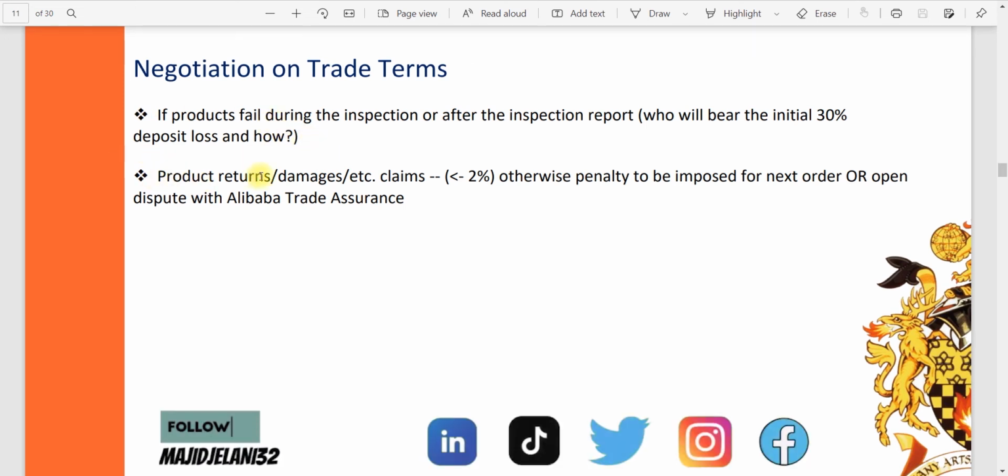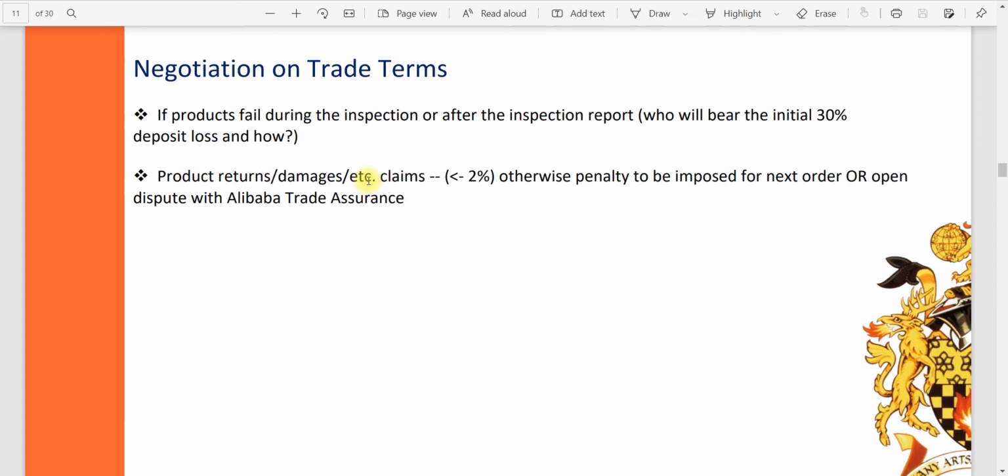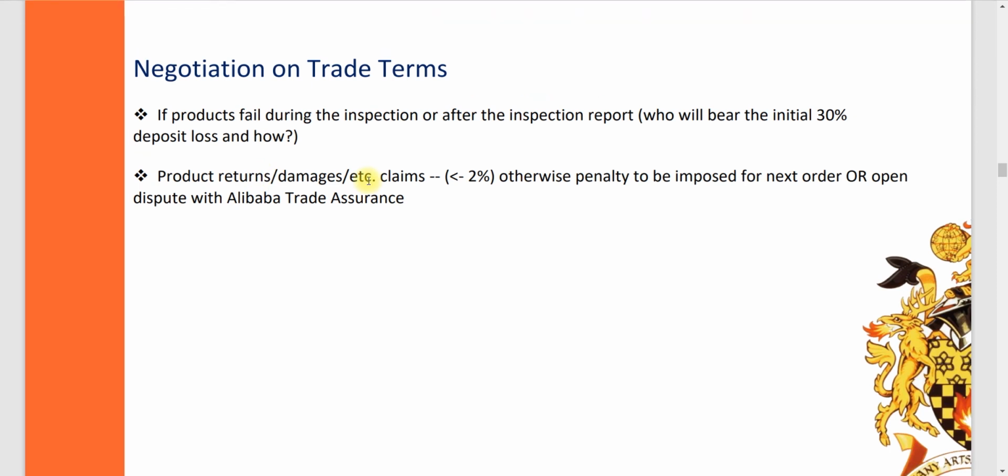And product returns, damages, etc. In case we are selling on Amazon and we are getting so many returns, damages and claims, and it's making a big problem for us, what will be the solution in this case between you and the supplier?